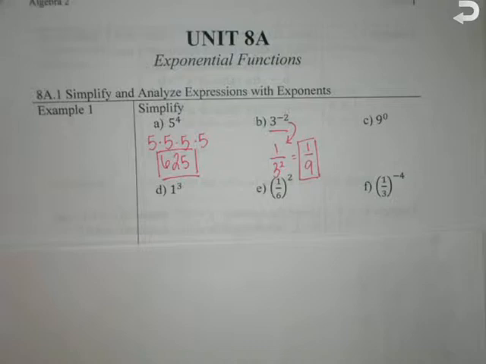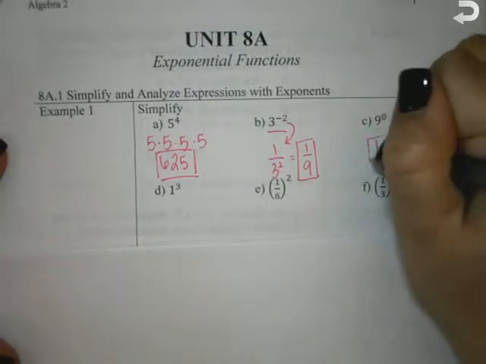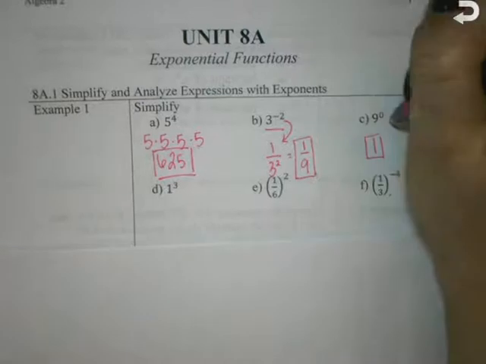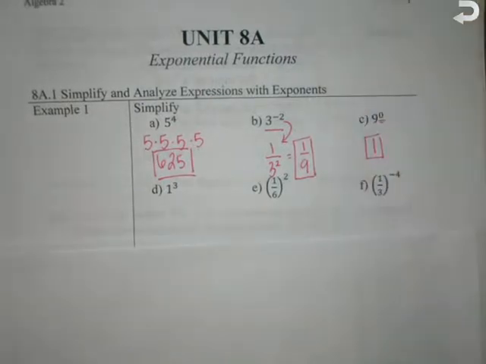Okay, here's the one that a couple people were forgetting, even though we just did it last week. Anything to the 0 power is what? 1. Why would it be 1? Good question. The exponent means that that's how many times we're multiplying the number by itself, correct? Yes. So if 9 to the 0 means that I am multiplying 9 0 times, so I'm not multiplying 9 at all. So we start with our multiplicative identity, which is 1.